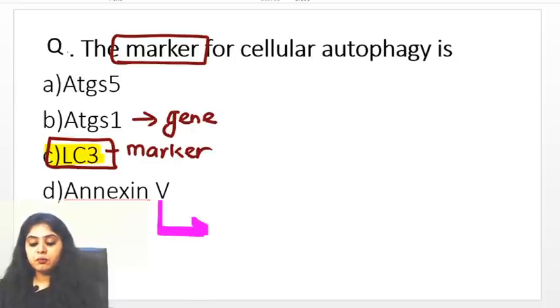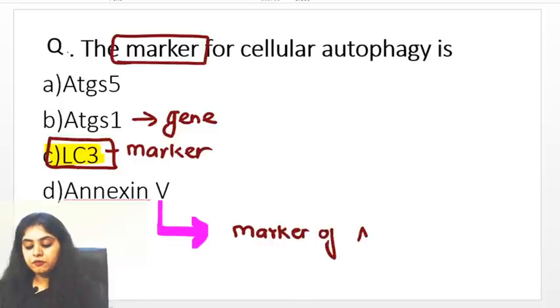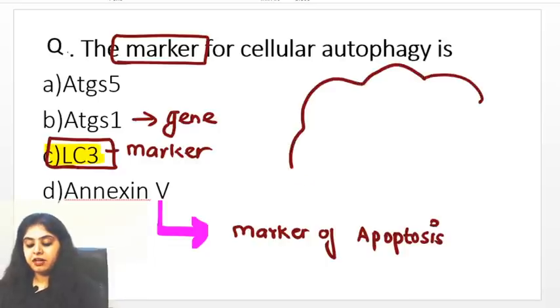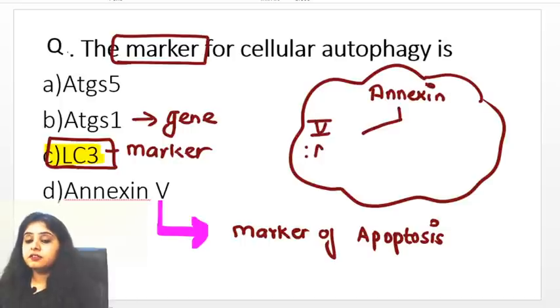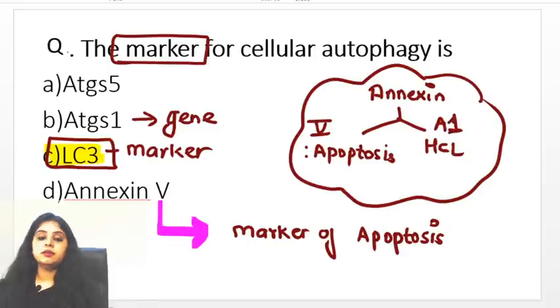If they ask you marker of apoptosis, it is annexin 5. One more question I want to tell you. There are two annexins that all of you have to remember in pathology. Annexin 5 is the marker of apoptosis, whereas annexin A1 is the marker of hairy cell leukemia. So I hope this revision is helping you correlate all different chapters and similar sounding things that you have studied.